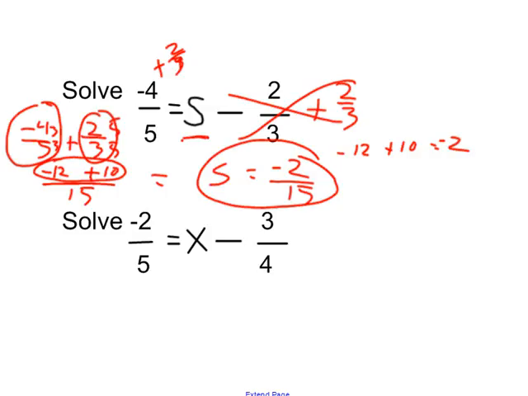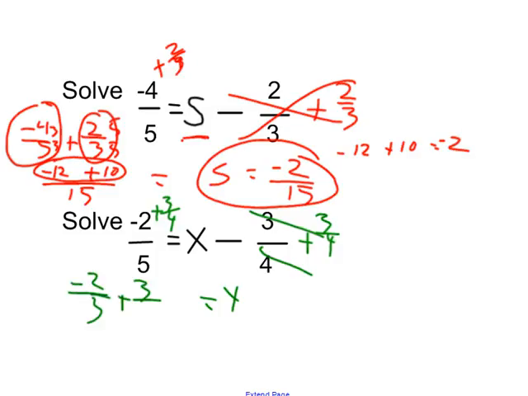Similar problem, but this time I need to add 3/4 to both sides. These, of course, cancel, leaving just x. I'm left with negative 2 over 5 plus 3/4 is equal to x. I need to find a common denominator between the two of these. It looks like the lowest common denominator happens to be 20. So I need to multiply this fraction by 4 over 4 so I can get my denominator of 20.